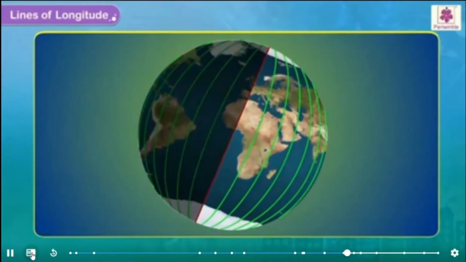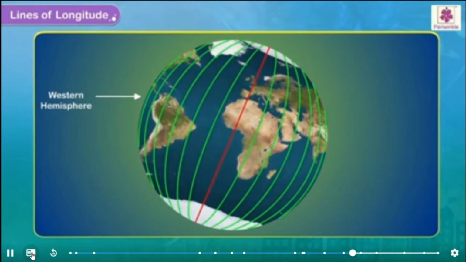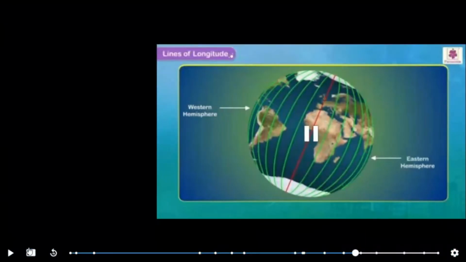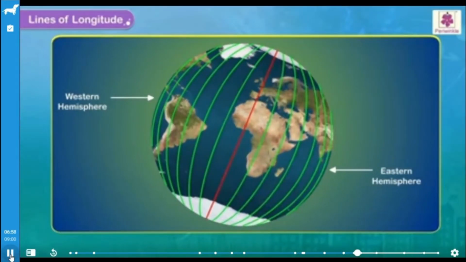The part of the Earth to the west of the prime meridian is called the Western Hemisphere, while the part lying to its east is called the Eastern Hemisphere. Each hemisphere has 180 longitudes in all.